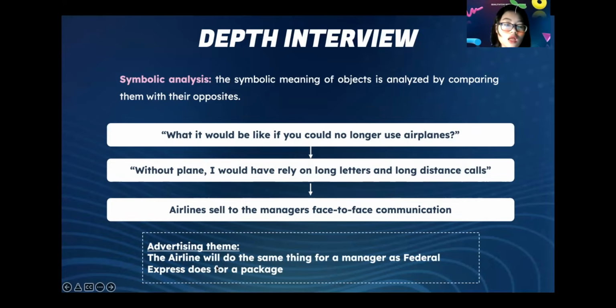So the interviewees basically answer, without airplanes, I would have relied on long letters and long distance calls, so the airlines would know that their communication strategy should focus mainly on how fast their service is, and make it like Federal Express does for a package, so it can bring convenience to the consumers. So that's all about the depth interview and its techniques. We're coming to the next part.